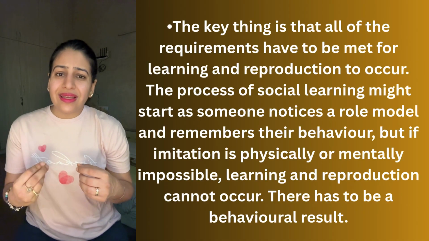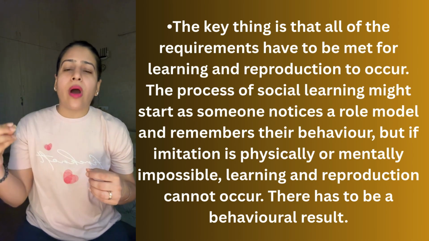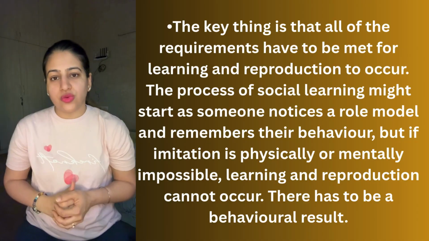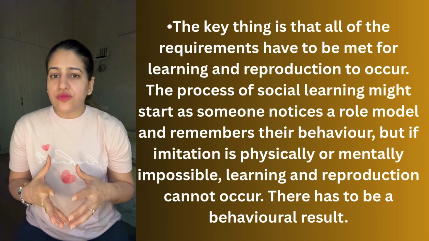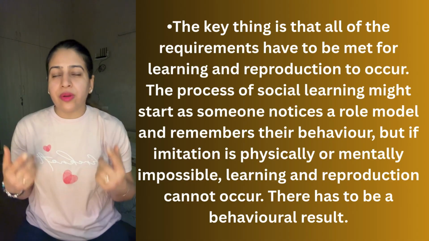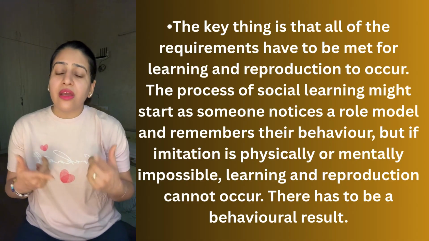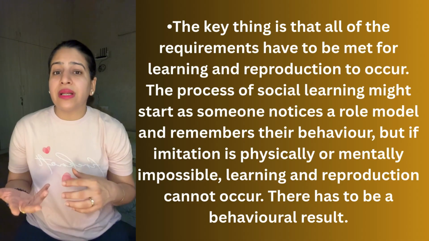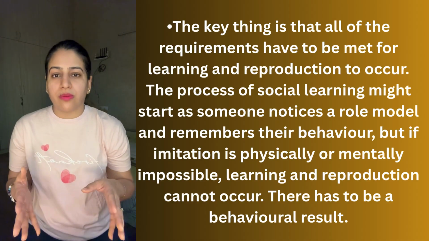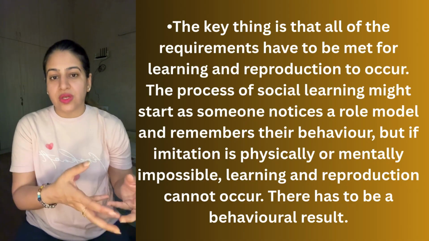The key thing is that all the requirements have to be met for learning and reproduction to occur. The process of social learning might start as someone notices a role model and remembers their behavior, but if imitation is physically or mentally not possible, then learning and reproduction cannot occur. There has to be a behavioral result.